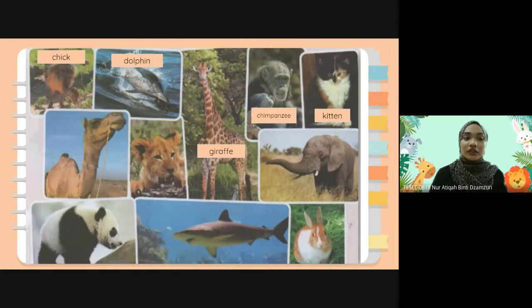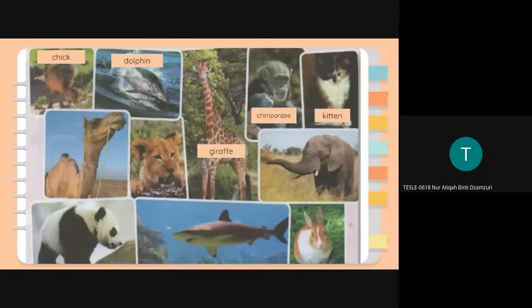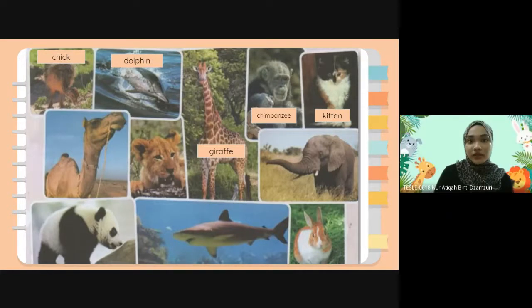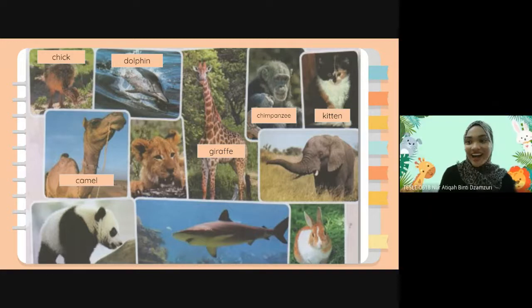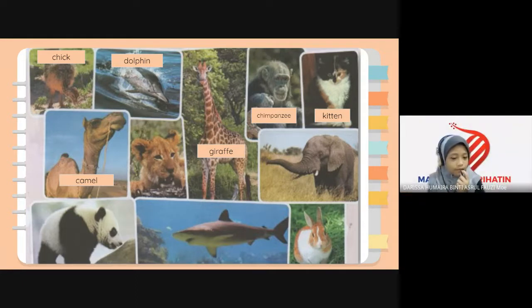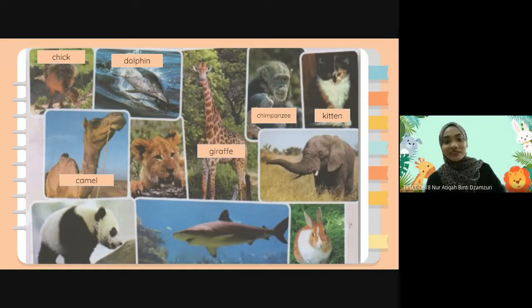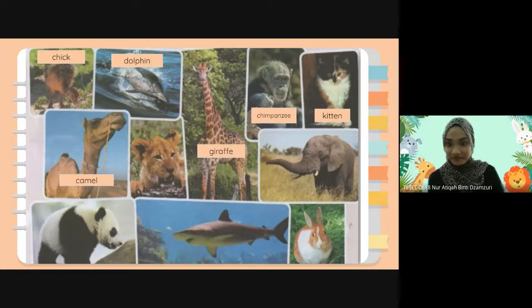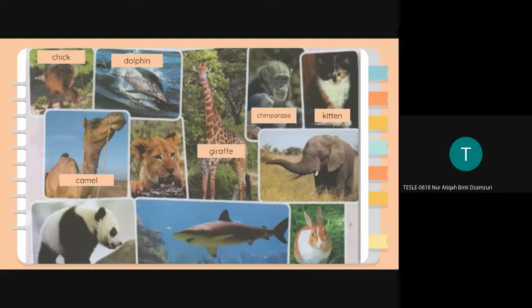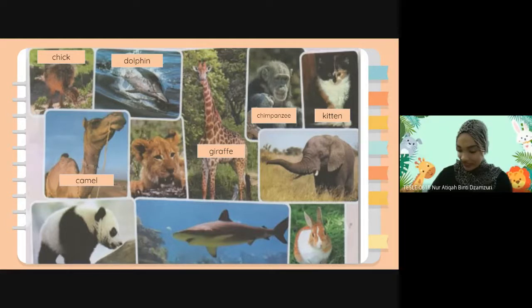Okay, now number six. What is that? Camel. Pandai nya for Farabi. Okay, it is camel. Do you like camel? No. Why don't you like the camel? Because they're not funny. They are not funny. Okay, well done. Tapi tak kelakar. Okay, tak apalah, boleh je.